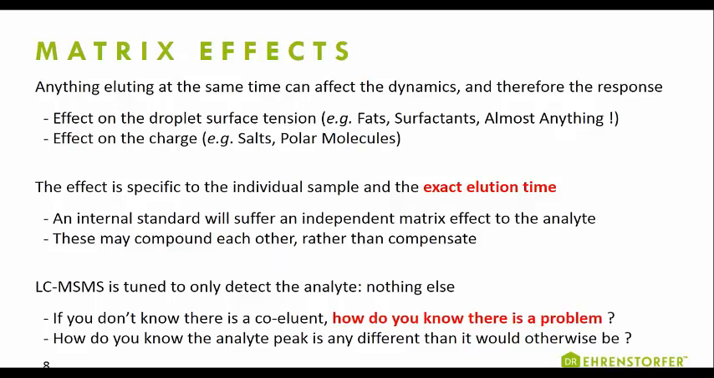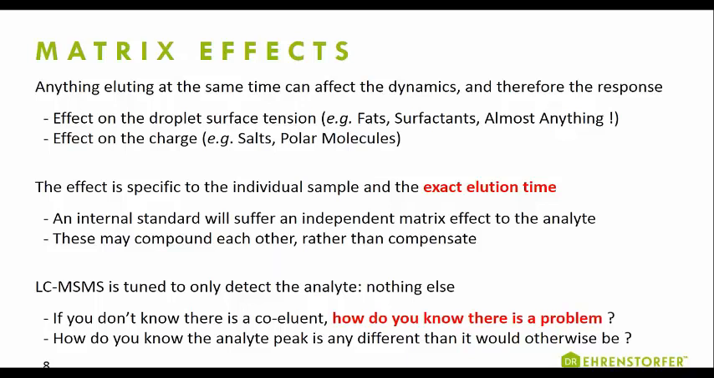I've said that it is specific to what elutes from that column at a point in time. So different analytes eluting at different times in the same sample may be subject to completely different matrix effects. One peak may go up while the other goes down. This includes conventional internal standards. So the use of an internal standard can actually compound the matrix effects. You think you're compensating, but you're actually doubling the error.